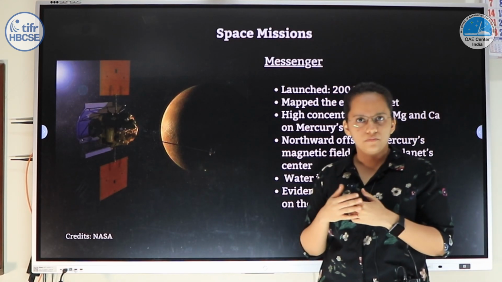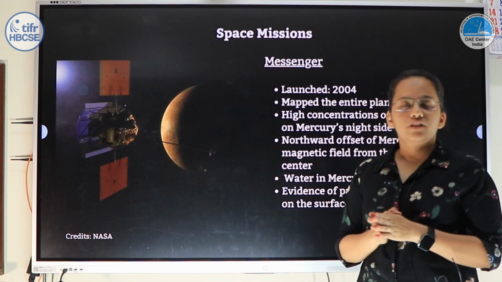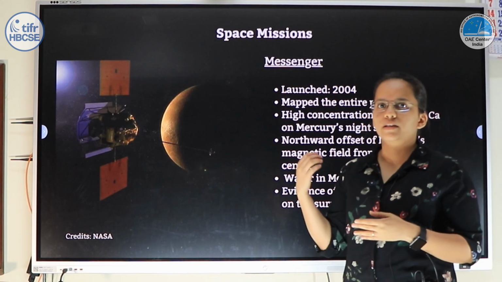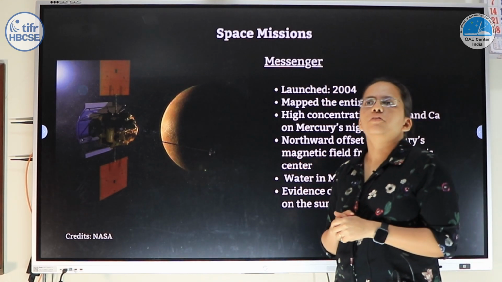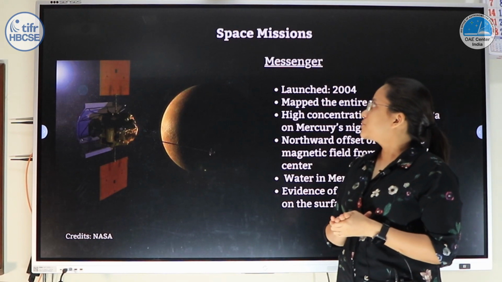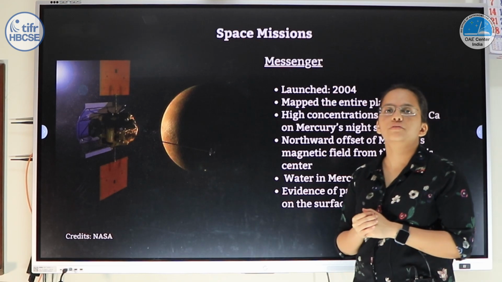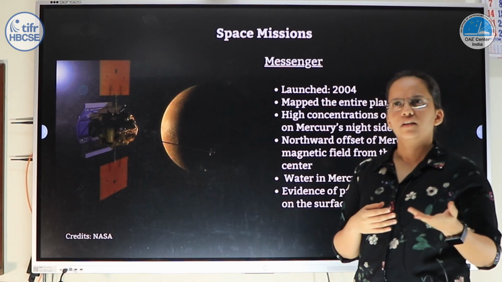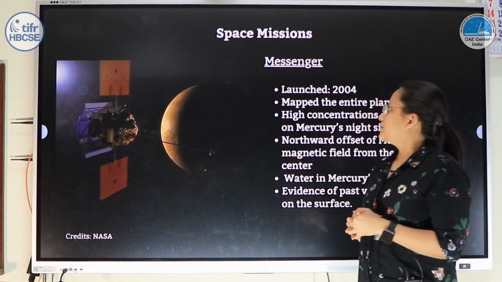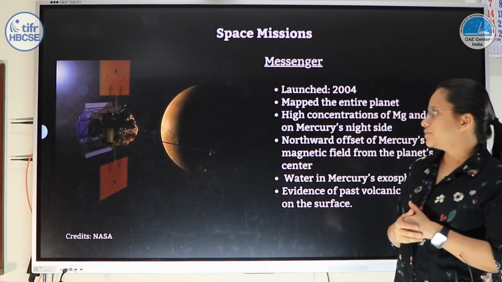So, there are very few missions that have actually gone and studied Mercury. The first one was Mariner 10 that we saw. There was another flyby, but there was one important spacecraft that was actually an orbiter. That launched in 2004, and reached Mercury 6 years later. And there were many important things that we discovered about Mercury.